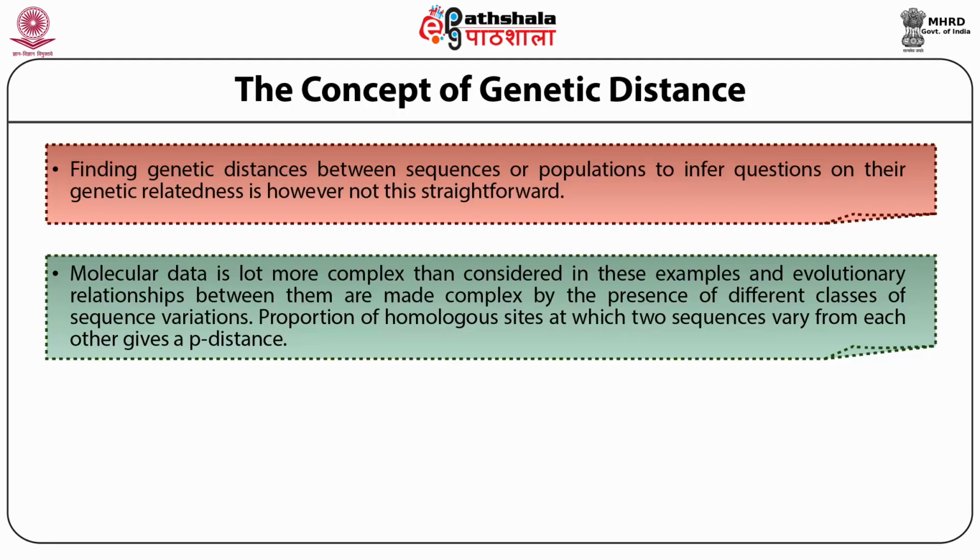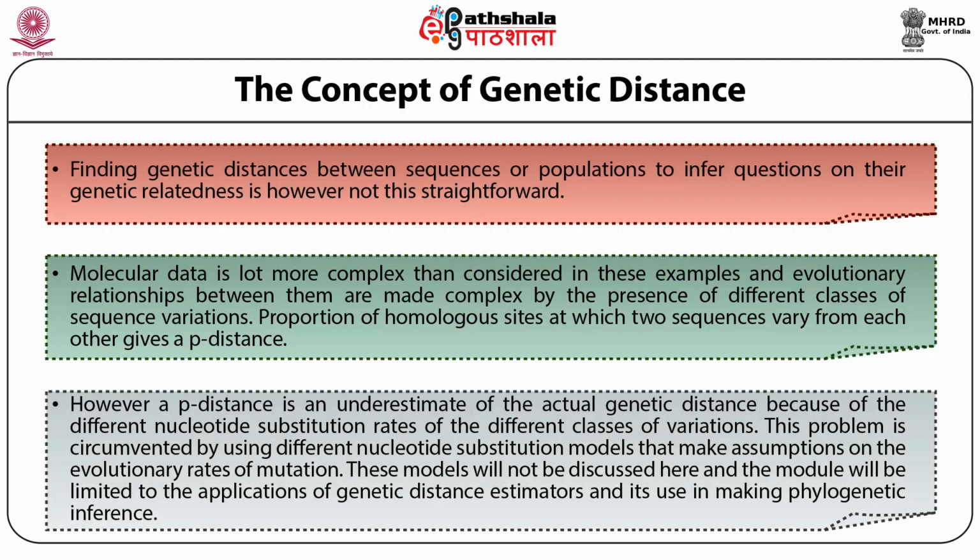The proportion of homologous sites at which two sequences vary from each other gives a p distance. However, a p distance is an underestimate of the actual genetic distance because of the different nucleotide substitution rates of the different classes of variation. This problem is circumvented by using different nucleotide substitution models that make assumptions on the evolutionary rates of mutation. These models will not be discussed here, and the module will be limited to the applications of genetic distance estimators and their use in making phylogenetic inferences.